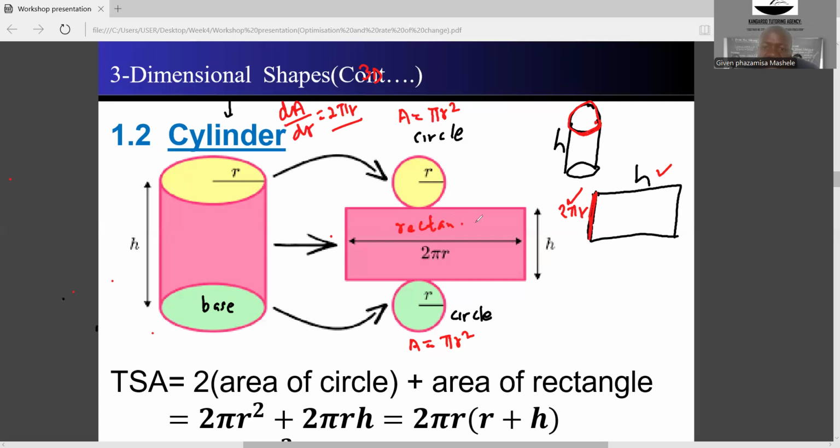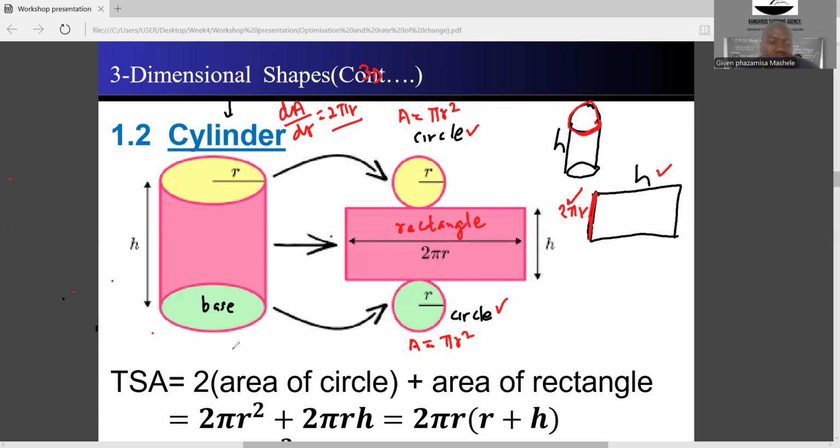And guys, it's very important in the exam to read the question and understand, because sometimes they'll say that this container or cylinder has no lid. And what does it mean? If it has no lid, one circle is removed. It means you no longer have two circles. So you must actually understand.